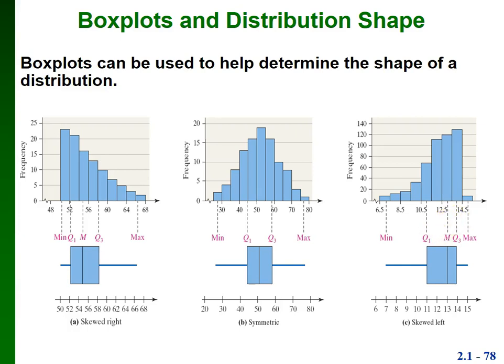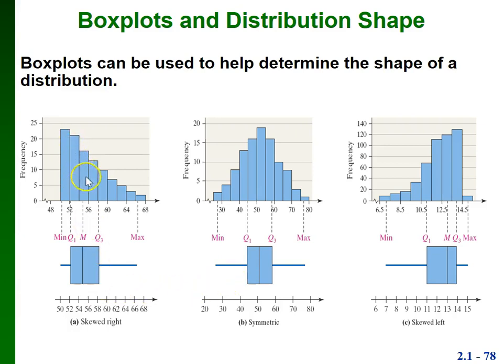One thing about box plots is that they can also help us determine the shape of a distribution, whether it's skewed right or symmetric or skewed to the left. So if we look at this one in the middle, here's a histogram of the data, and this looks pretty well bell-shaped. And if we look at the box plot, notice how symmetric it is. So the whiskers are about the same length on each side, and the box is pretty much in the middle between the two, and the median is pretty close to being in the middle of the box. So that would tell us that we have an approximately bell-shaped distribution.